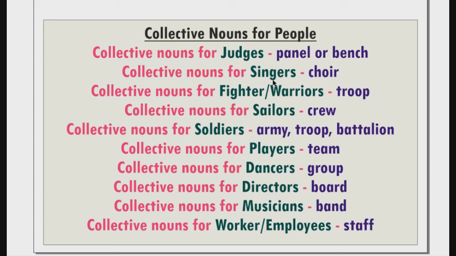Singers: where you have singers, you call them a choir. So you can have a choir of singers, a choir of choristers. Fighters and warriors, you can refer to them as a troop, a troop of warriors, a troop of fighters. Sailors, you can have a crew of sailors. Soldiers, an army of soldiers, a troop of soldiers, a battalion of soldiers.